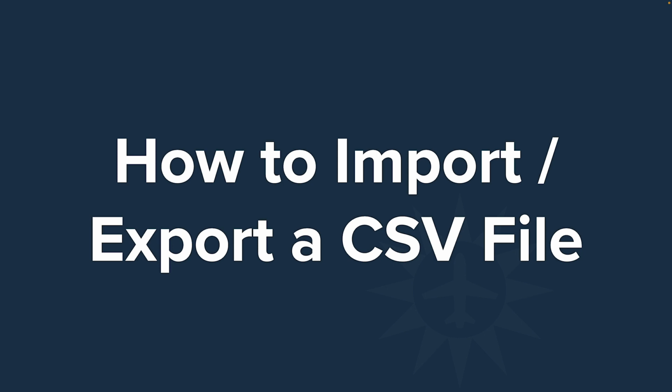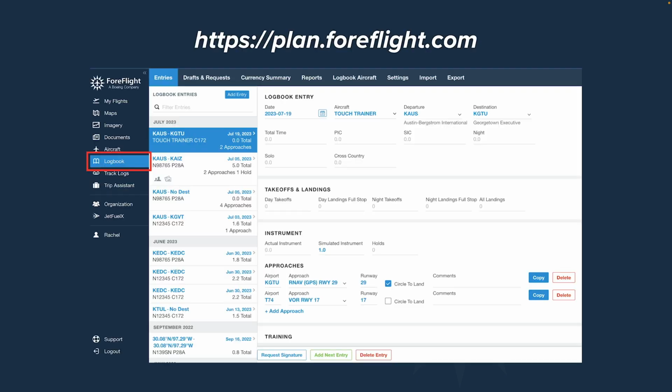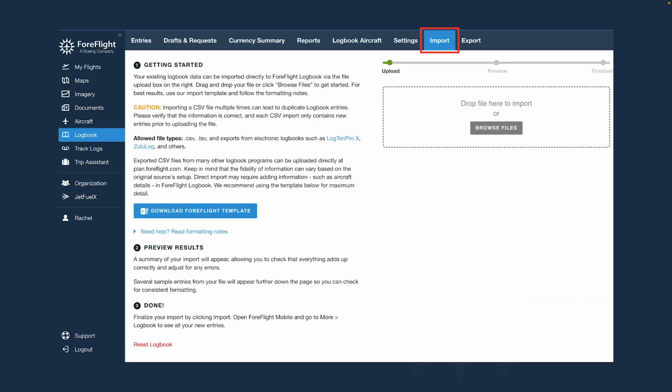So now you know how to get your logbook reports. How do I import or export a CSV file? Well, all of this is going to be done on ForeFlight Web. So you'll need to go to plan.foreflight.com, head over to the Logbook tab, and then you've got the Import and Export tabs on the right-hand side.